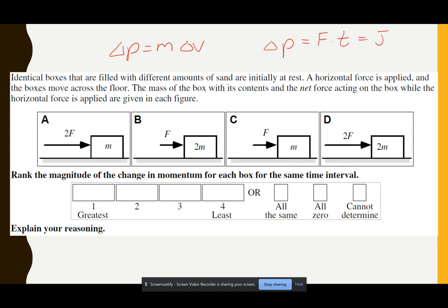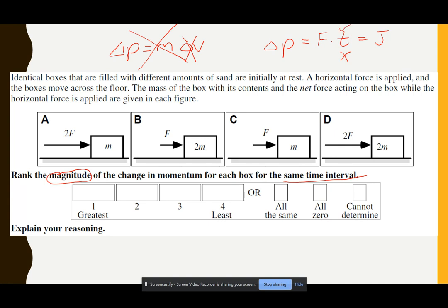So it says, what is the magnitude? So again, the word magnitude, does direction matter? Nope, no direction. So for the change in momentum, for each box for the same time interval. So again, our time interval is the same. So t does not change. And we're looking for our change in momentum. If we're looking at this equation over here, do we have velocity? Nope. So that means we can't use that equation because we don't have velocity.